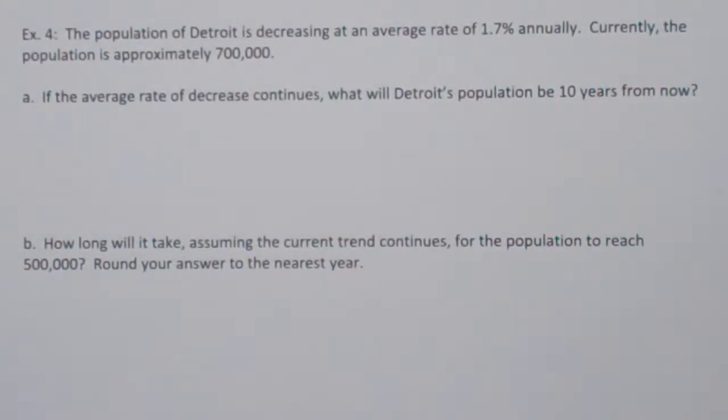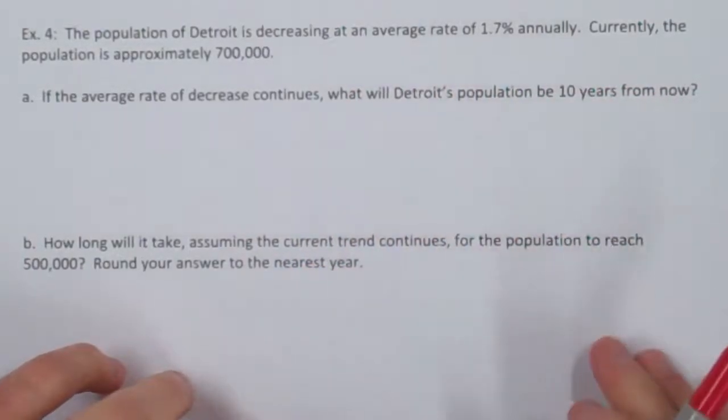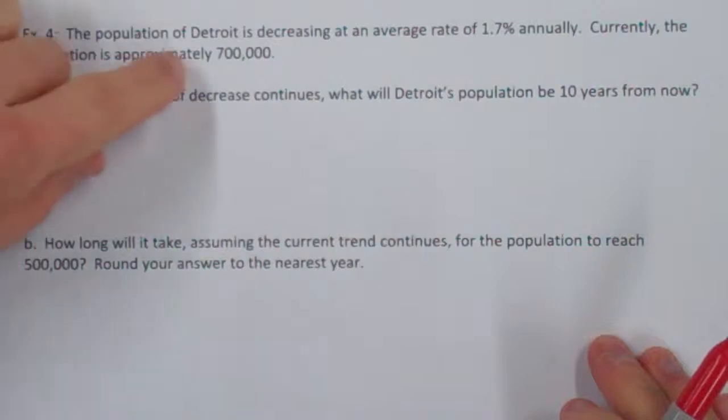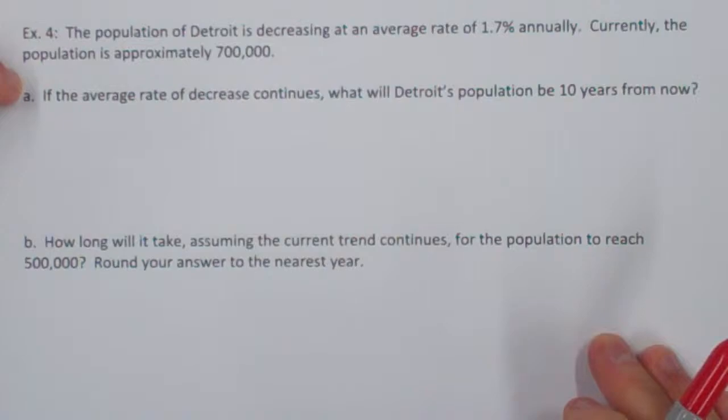In this example, we're given that the population of Detroit is decreasing at an average rate of 1.7% annually. Currently, the population is approximately 700,000. In Part A, we're asked, if the average rate of decrease continues, to find Detroit's population in 10 years from now.